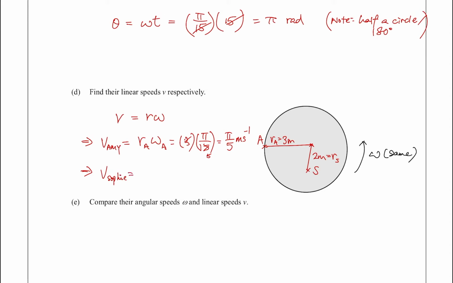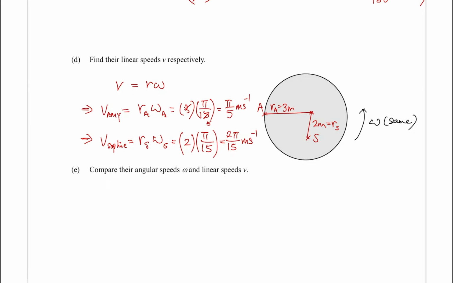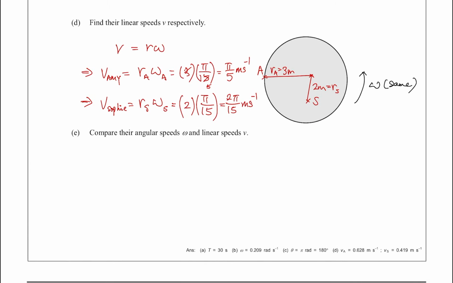And for Sophie, it will become R_S omega_S. R_S is 2. Omega is the same. So we have 2 pi over 15 meter per second. Of course, we can change that into a decimal number, or you can express it in terms of pi. That doesn't matter. Part E, compare the angular speed omega and linear speed.